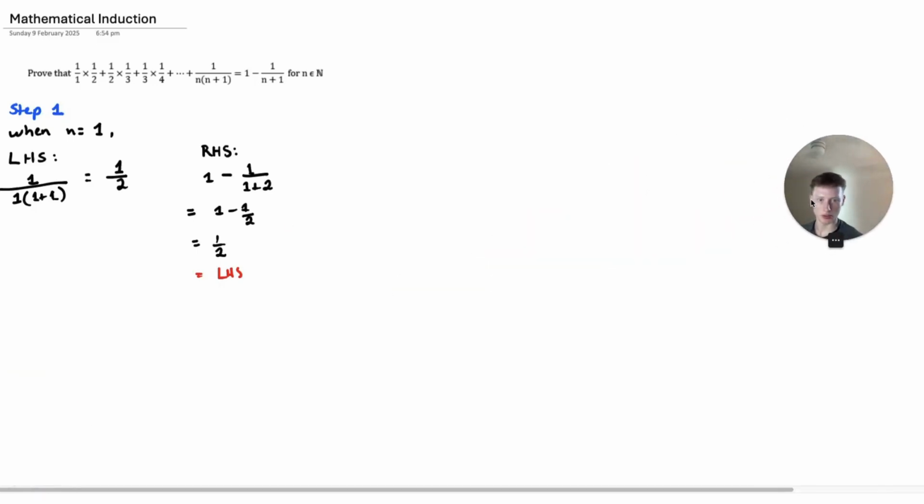Okay, thanks so much for your question. I think this is a really good example of how to work through inductive proofs. So yeah, I'm really keen to show you how to solve this one.